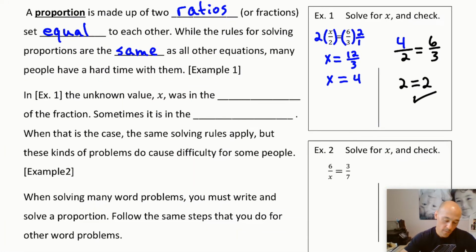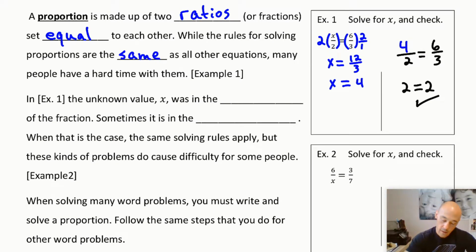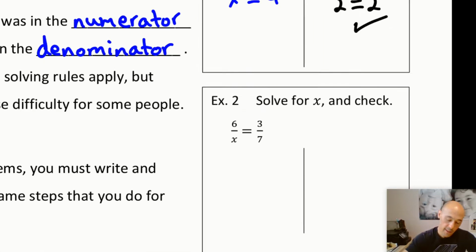Now, in example 1, the unknown value was in the top, so that is the numerator of the fraction. The top of the fraction is called the numerator. Sometimes, if it's not the numerator, then it's in the denominator, the bottom of the fraction. When that is the case, the same solving rules apply, but these kinds of problems do cause difficulty for some people. Let's have a look at example 2.